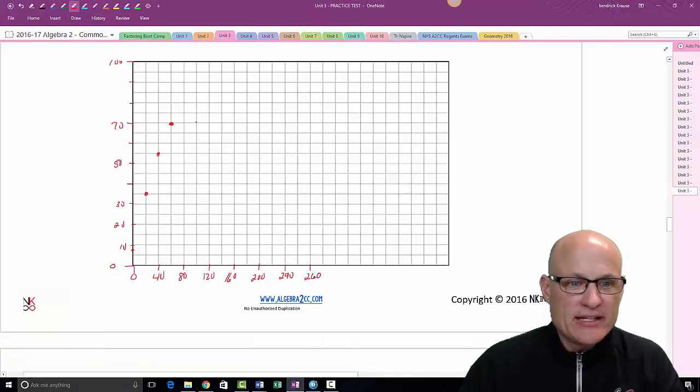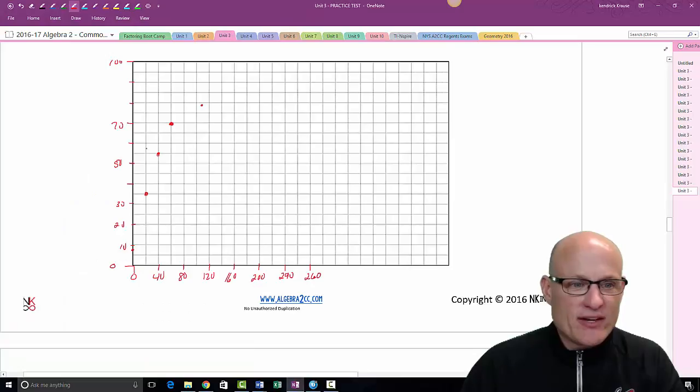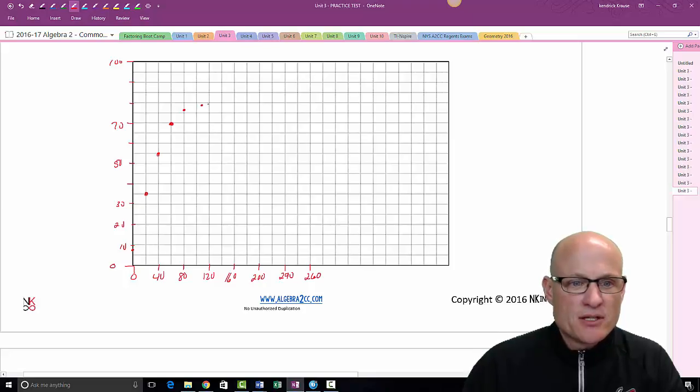So 94, there's 90. 94 and 78.3. So that was like right here, somewhere around here. Let's see what we got. There's 80 and 77. 120 and 73. Oh, if that's 120, and this is not 94, this is 100, so 94 is probably right about here, actually.